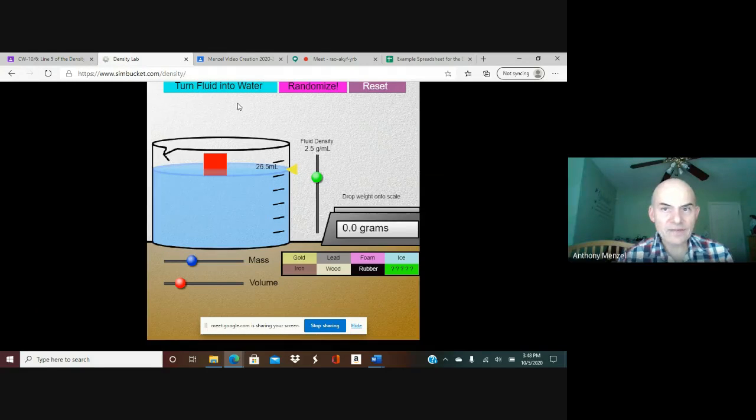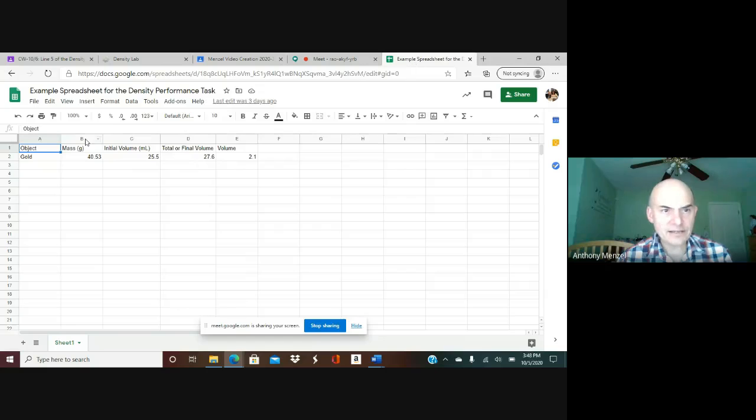simbucket.com/density. And as we've seen in previous classes, we're going to start by turning our fluid into water. And then we can go ahead and begin to fill out a spreadsheet to get our mass data and our volume data for the different objects. This was the example spreadsheet that we had, and I will post this for you all.